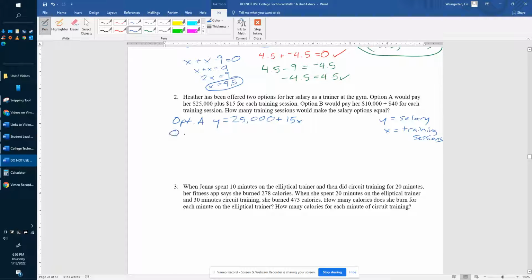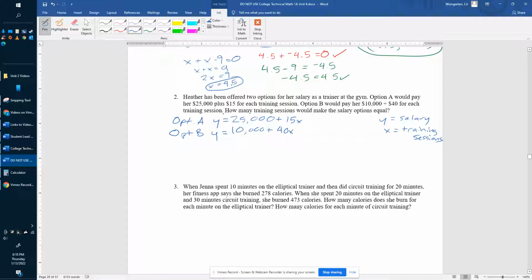For option B, Y equals 10,000 plus $40 for each training session. And it doesn't matter what variable you used. If you wanted to use S for salary and T for training session, you can. I like using X and Y because they're not as often seen in sentences, so I don't get my variables confused with other things.